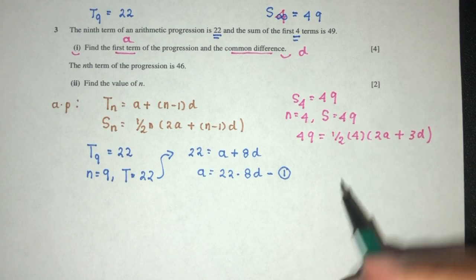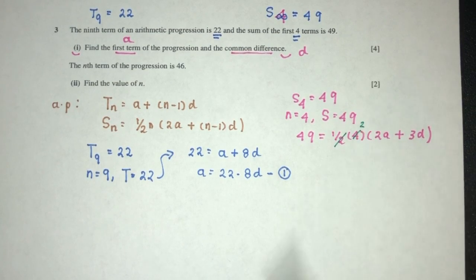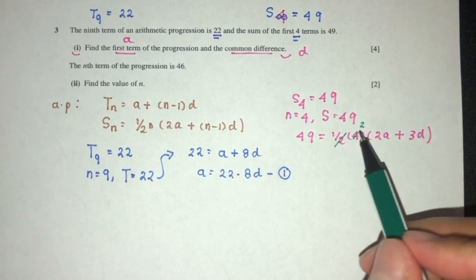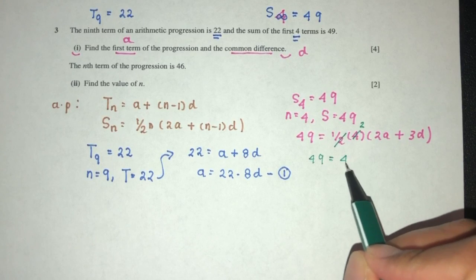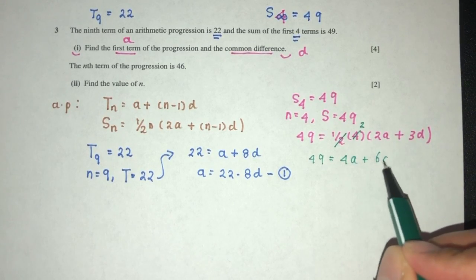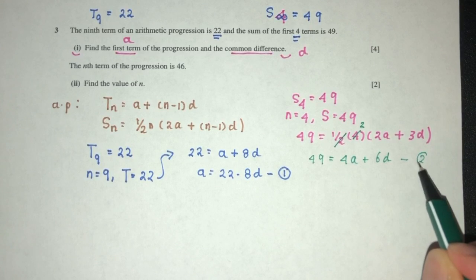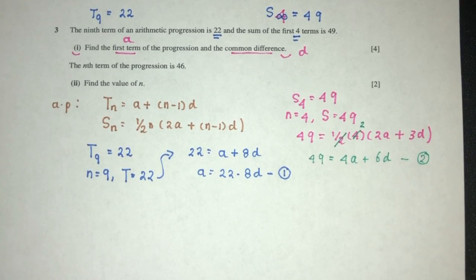Now we have to simplify. That will be 2 here. Okay, so then what can we do? We can also expand the brackets. You will have 49 equal to 4a plus 6d. That will be your equation number 2. So as you can see, we have 2 equations with 2 unknowns. We can solve the equations simultaneously, right?